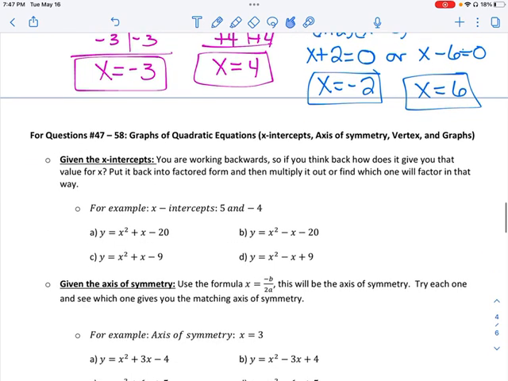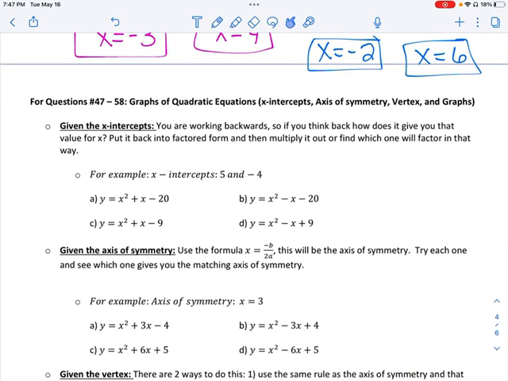All right, this next part, I put multiple choice on here because this is dealing with the graphs of a quadratic equation. So when you look at this, they're going to give you an x-intercept and they want you to find what the equation would be. You're going to get an axis of symmetry and you need to find what the equation would be. A vertex, and you need to be able to find it from a graph.